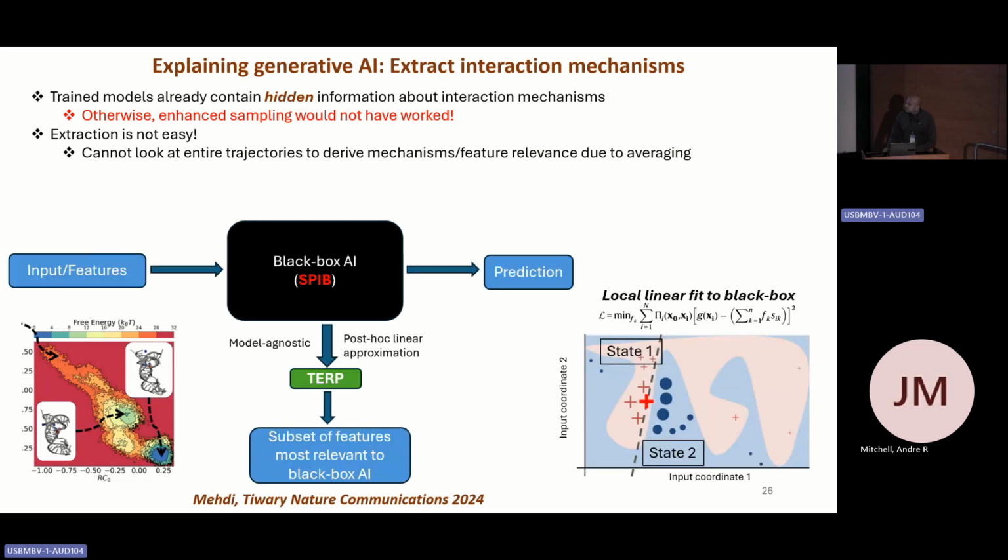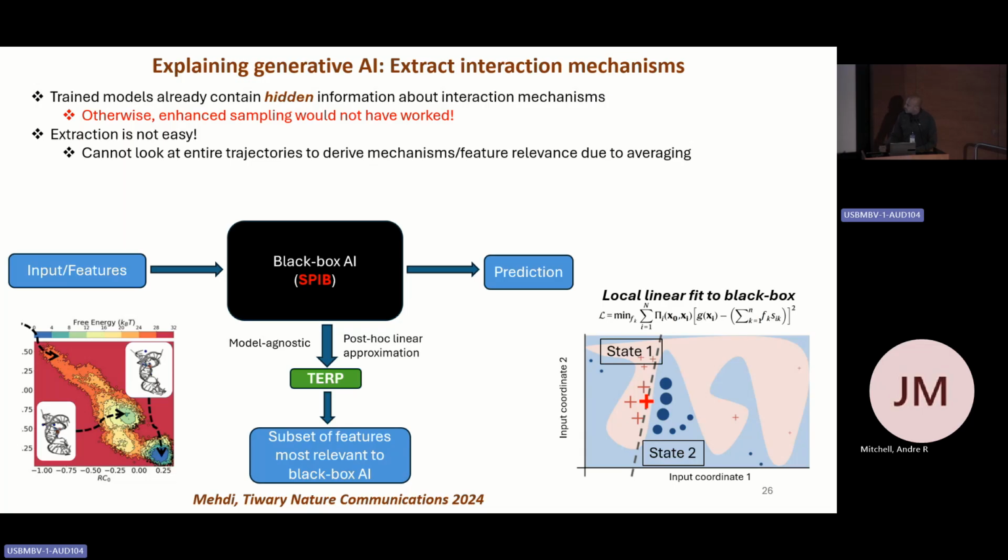So here our idea is that we developed a method which was published last year. It's a generic model agnostic method that can be used on top of any machine learning model. We developed SPIB for analyzing molecular simulations. Our method for understanding what's going on in machine learning models is called TERP. It sits on top of SPIB as a post-hoc interpretation scheme, and it tries to understand which features were relevant at the transition state, which can tell us about interaction mechanisms.